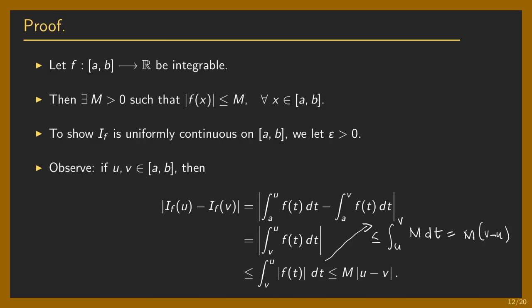But remember, u and v can be in any order. This quantity is non-negative because of the absolute value. So, to ensure that the inequality holds, lalagyan ko ng absolute value ito. Kasi it simply measures the length of the interval. That's why ito naging ganyan. Okay? Non-negative kasi ito. Tandaan niyo yung bound na ito, ha? Gagamitin ko siya.